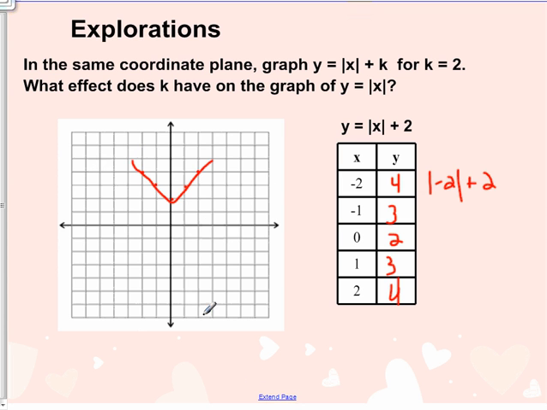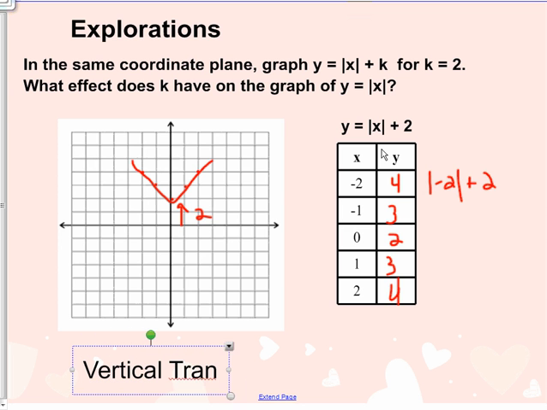Well, what type of translation is this? This actually went up 2. So this type of translation, when you have a value on the outside of the absolute value, is a vertical translation. A vertical translation.